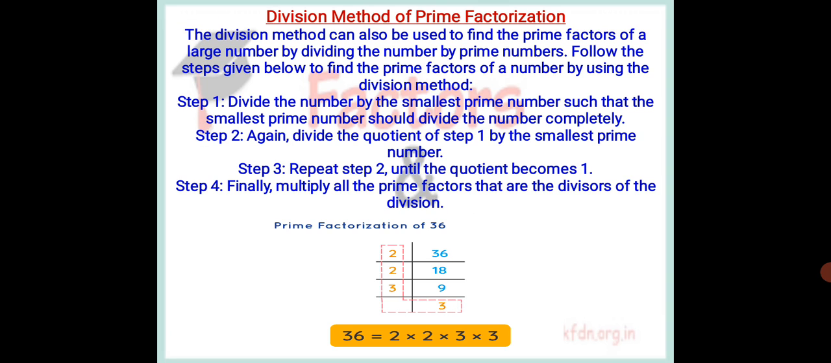Example 36. Divide 36 by 2, result 18. Again divide 18 by 2, result is 9. Now divide 9 by 3, result is 3. Again divide 3 by 3, result is 1. So we can say 36 equal to 2 into 2 into 3 into 3.